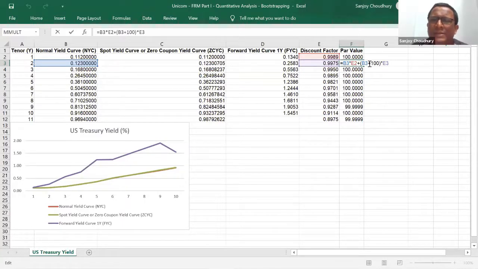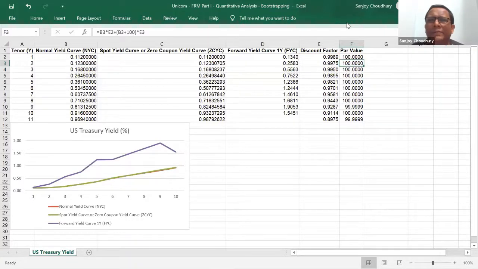And after 2 years, you're getting the face value also. So after 2 years, you're getting 0.123 plus 100. So that is multiplied by the second year discount factor, and the second expression gives the present value of the second year cash flows. So combining these two present values, you should ideally be getting 100 or par value.